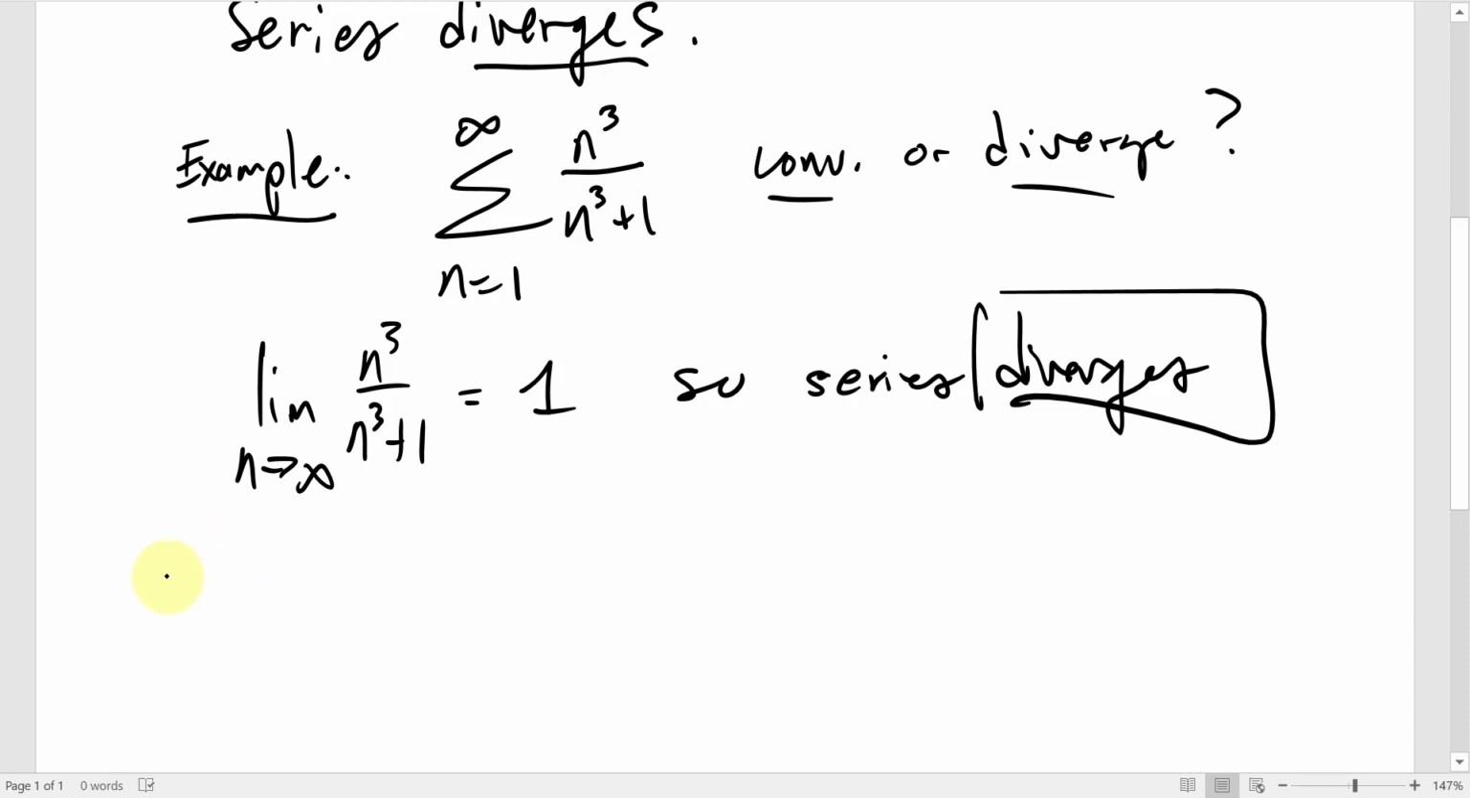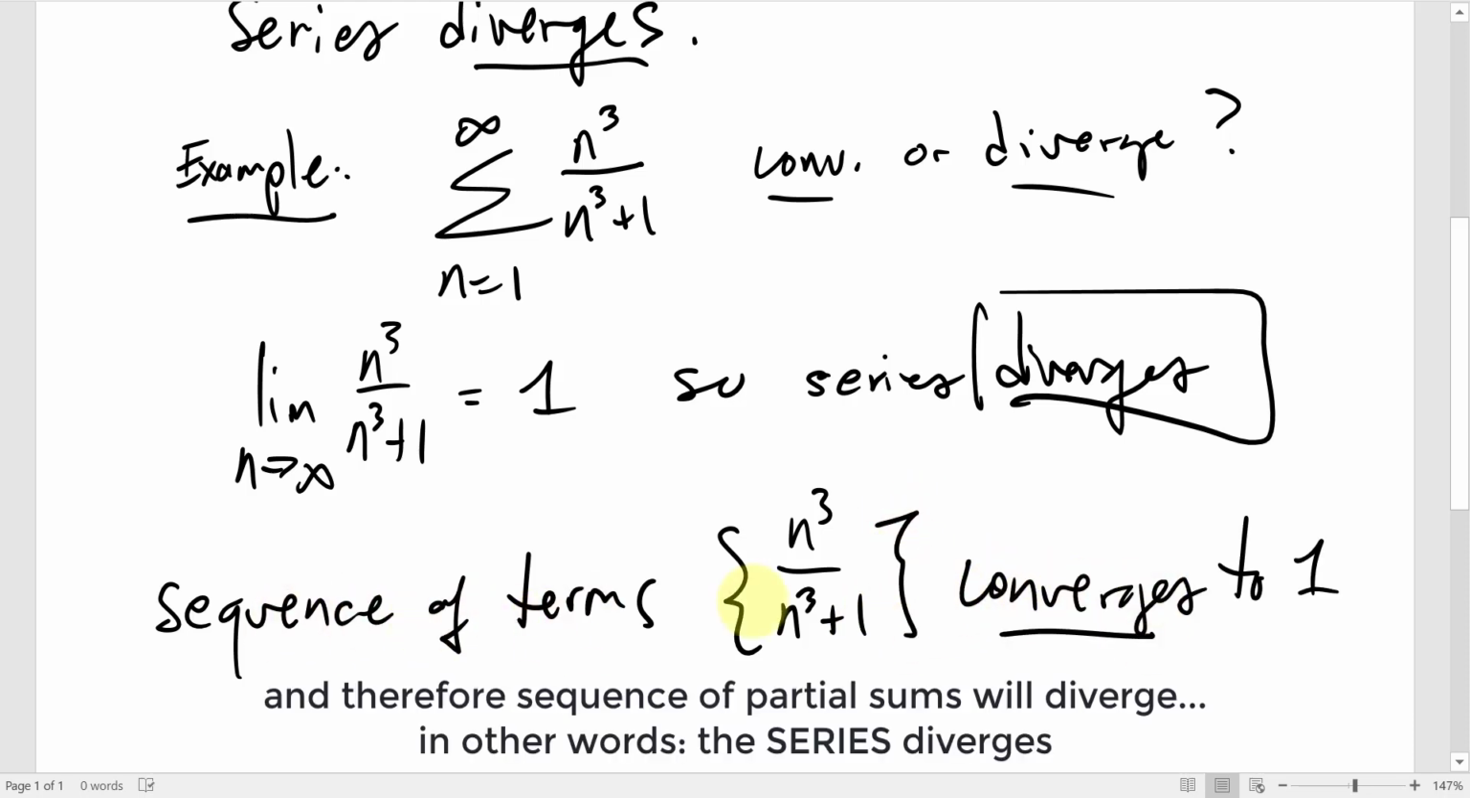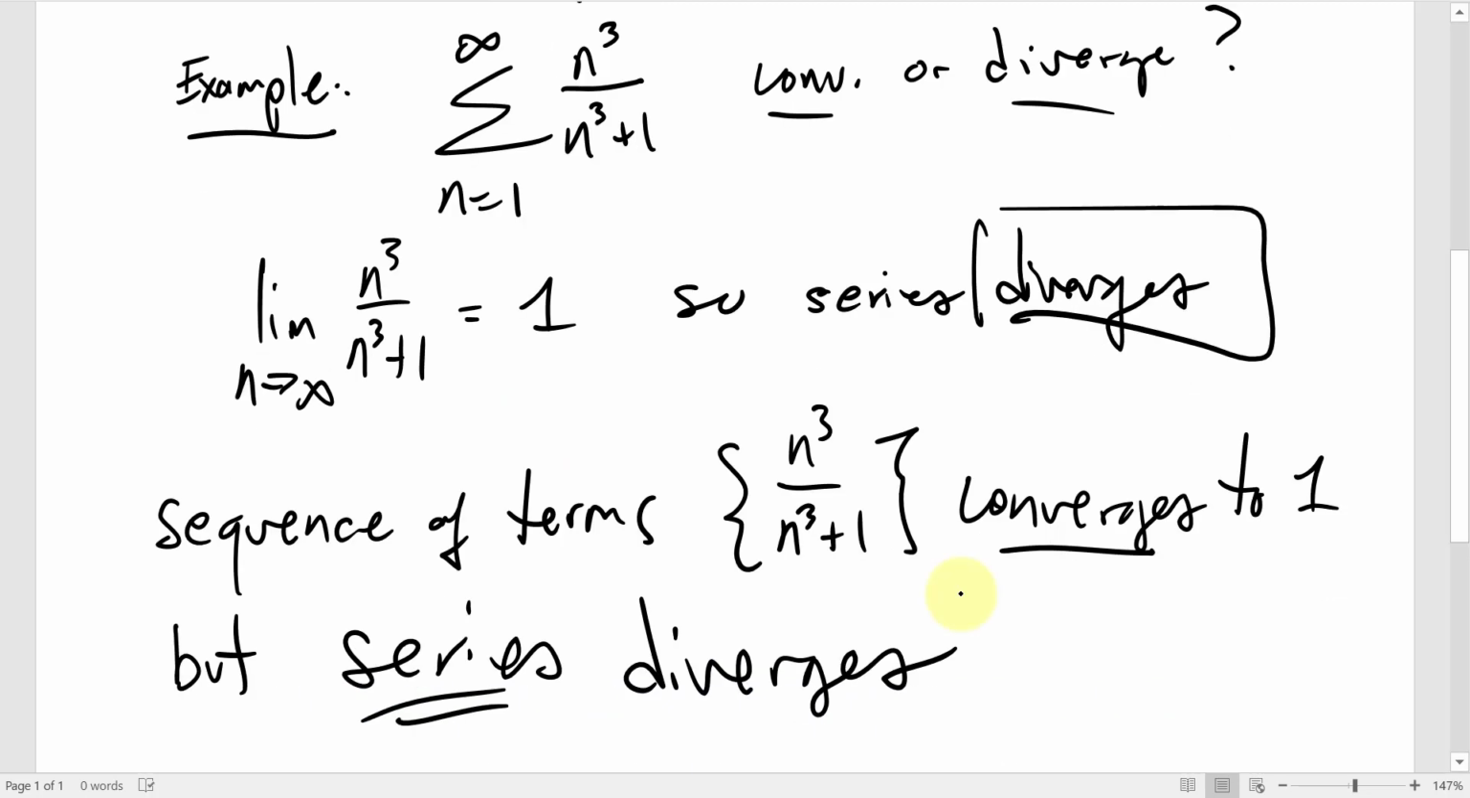I'm going to say the sequence of terms in this series actually converges. The sequence of terms converges to 1, right? As n goes to infinity, you're getting closer and closer to 1. And because the sequence of terms converges to 1, we know that the sequence of partial sums will diverge. And I know that without actually looking at that sequence of partial sums, because it would be very difficult to work out. Imagine getting common denominators, trying to capture larger and larger finite sums of terms made up of this formula. Well, that would be absolutely impossible to manage.